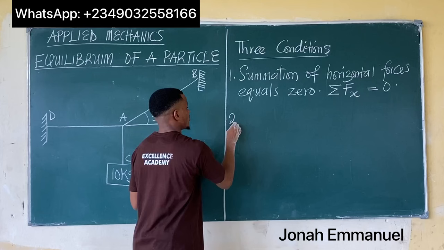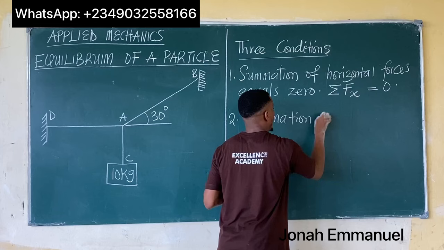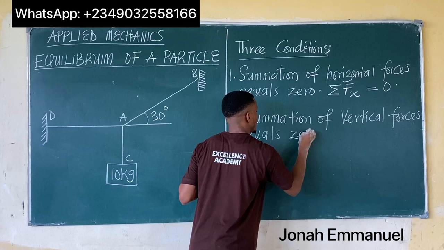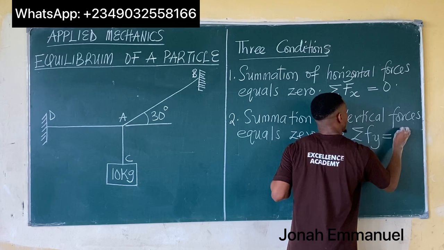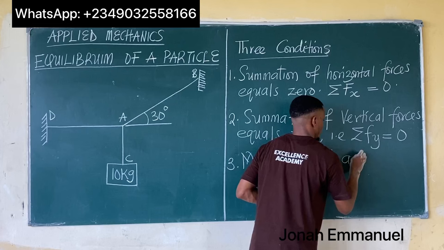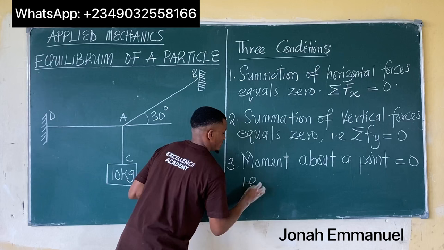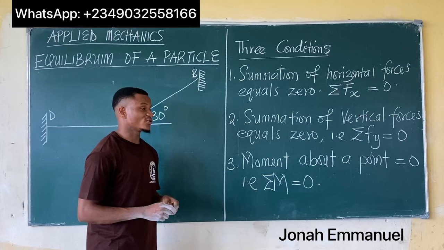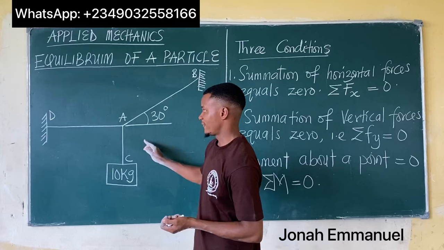The second condition of equilibrium says that the summation of vertical forces equals zero. That is sigma Fy is equal to zero. And the third condition is that the moment about any point is equal to zero. That is, the sum of moments about any point is equal to zero. So these are the three conditions for equilibrium. Using these three conditions to solve problems involving finding the equilibrium of a particle, we'll take this one for our first example.